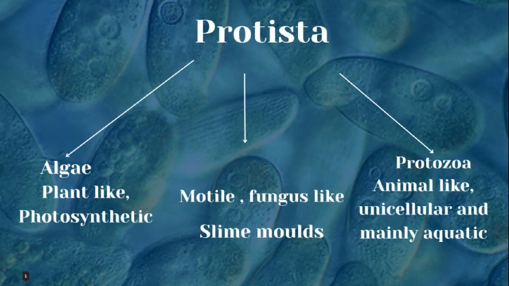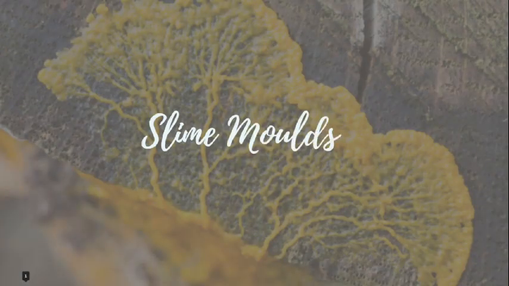Now let's come to the second category of protists. So far we were talking about the plant-like protists. Now let's come to the fungus-like protists. They are not actual fungi. They are called slime molds. They resemble fungi.